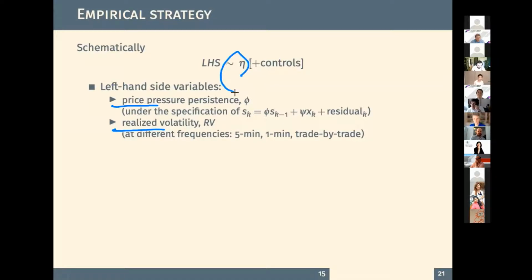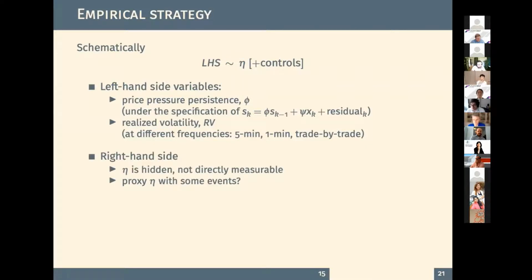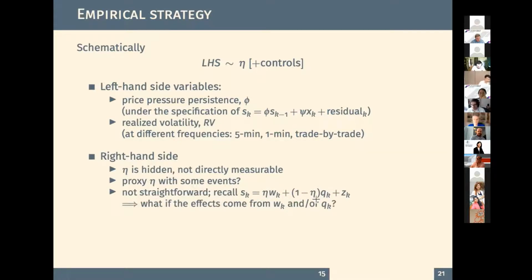The left-hand side is fine. I have them estimated. I can compute the realized volatility, but the right-hand side is tricky because eta is not an obvious parameter. It's hidden, and it's actually very difficult to identify through a structural model. Okay, so my idea is to proxy eta with some events. But then it's kind of tricky, right? Because some events do not necessarily only affect the eta here. It might affect other parameters like the WK and QK.